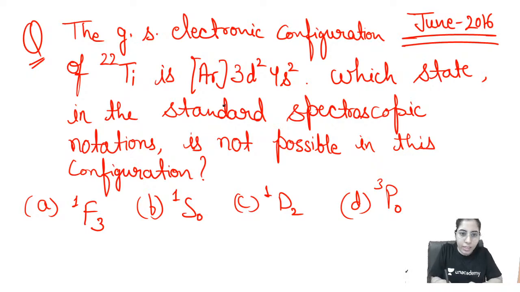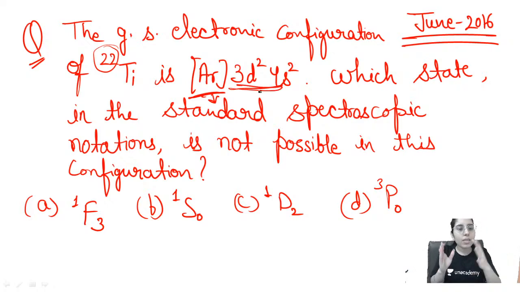Guys, see, in this case, they have mentioned the ground state electronic configuration of titanium. What is the atomic number? 22. Clear? It is the same as the argon electronic configuration, but two more terms will be there. That means if you write the electronic configuration of argon here and then write these two terms after that, it will be the same as the electronic configuration of titanium. So instead of writing it completely, they have just mentioned that everything else is the same as the argon electronic configuration, but these two extra terms have to be written. Okay? Next, which state in the standard spectroscopic notation is not possible in this configuration?